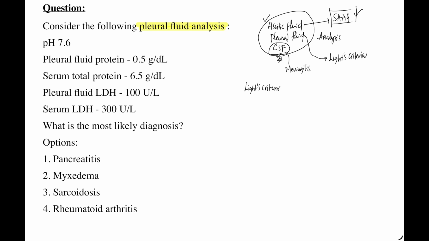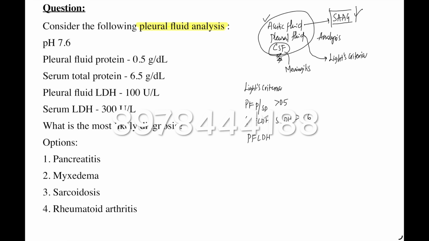Light's criteria says: if pleural fluid protein divided by serum protein is more than 0.5, or pleural fluid LDH divided by serum LDH is more than 0.6, or, if you don't want to take a ratio, if you just want to look at the upper normal limit for serum LDH, if pleural fluid LDH is more than 2/3 the upper normal limit, then also you can do. So, 2/3 upper normal limit.